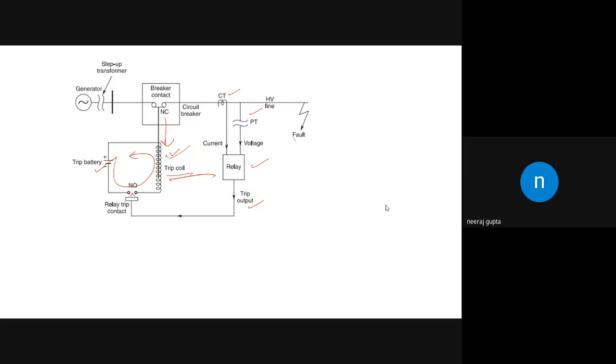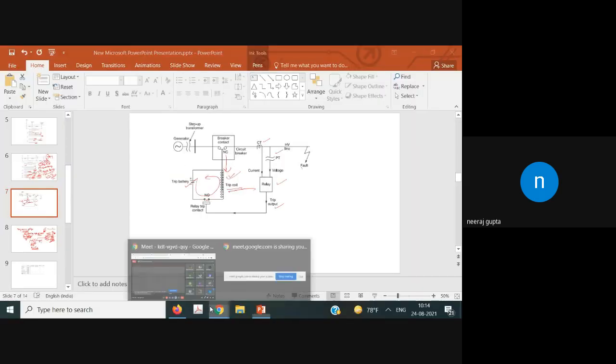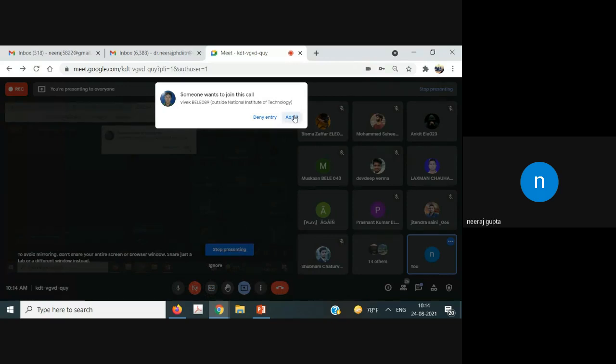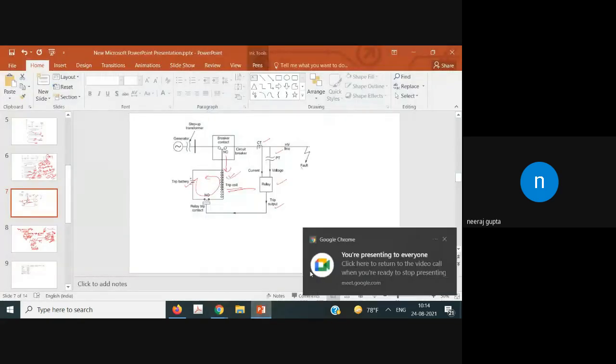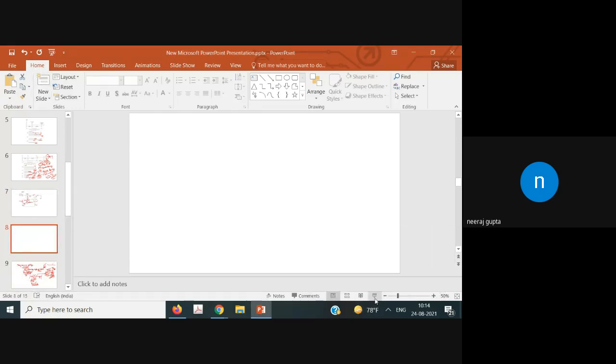Now, before going to the different types of relays and the classification of relays, we can discuss the various power system elements that need protection.